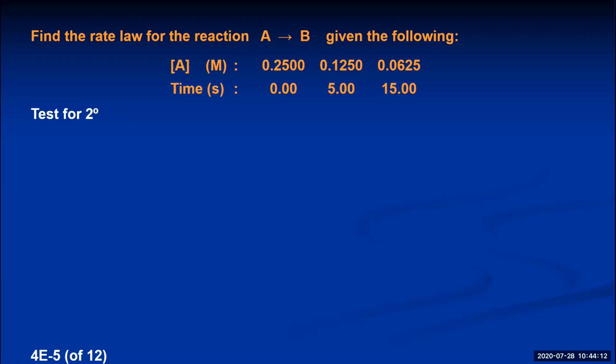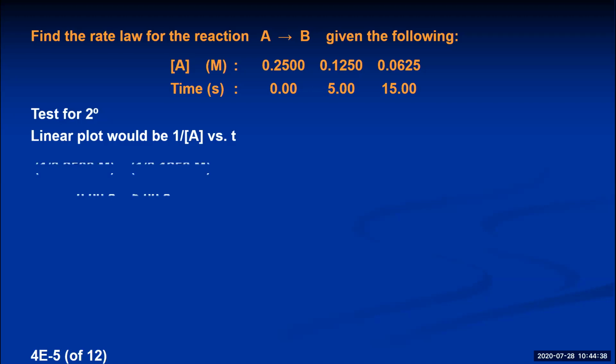And if it's going to be second order, a linear graph comes from graphing the reciprocal of the concentration of A versus time. And so once again, I'm going to test sets of points, calculate what the slopes are between those sets of points, and see if they're constant. I'm hoping it's going to work out this time because this is the last thing we can test. So for my reciprocals, I'm going to go 1 over 0.2500 minus 1 over 0.1250. And in the denominator, it's the difference in times, 0 minus 5.